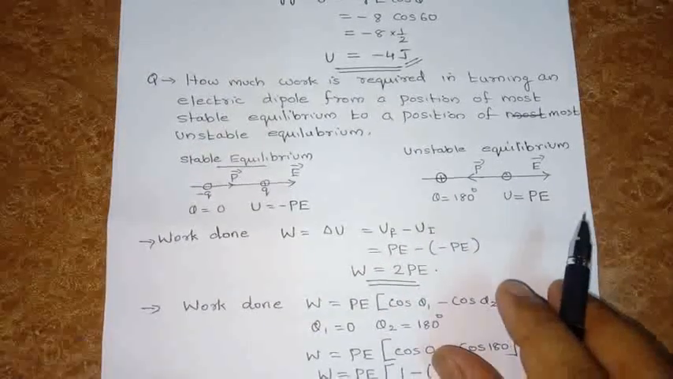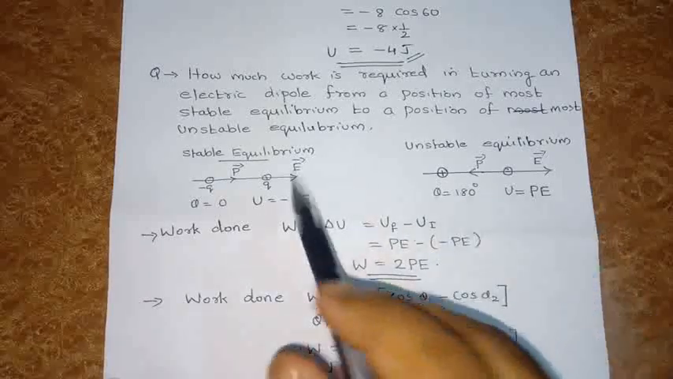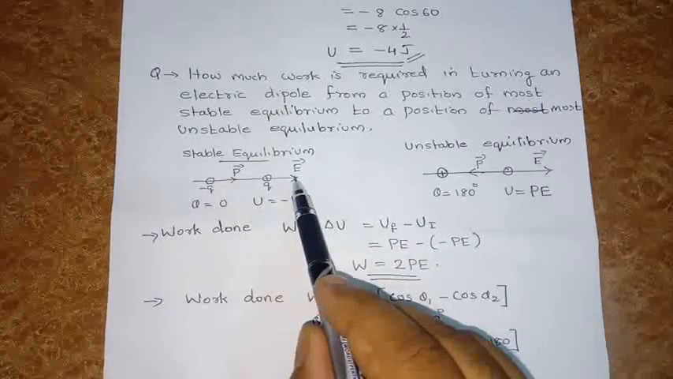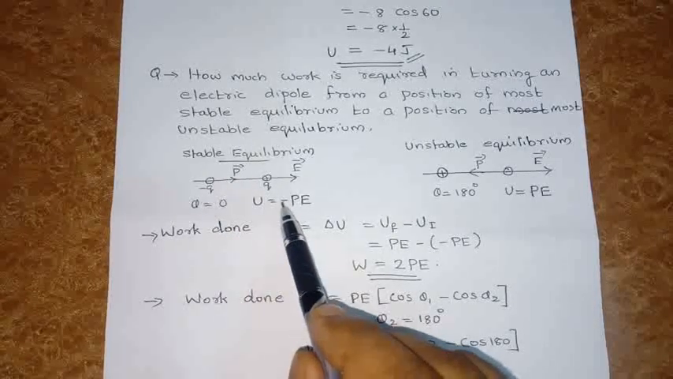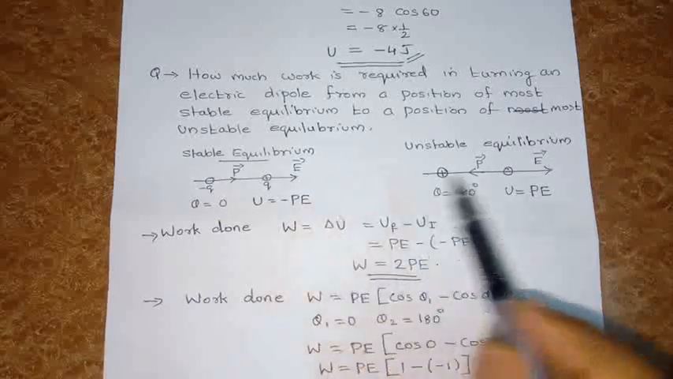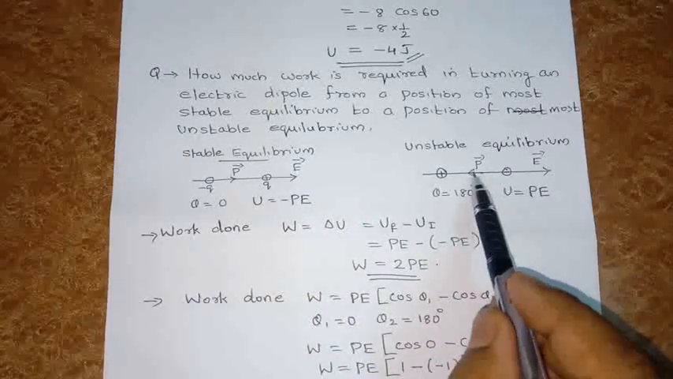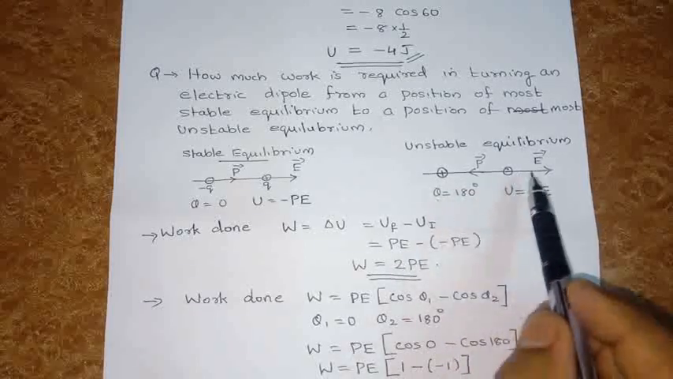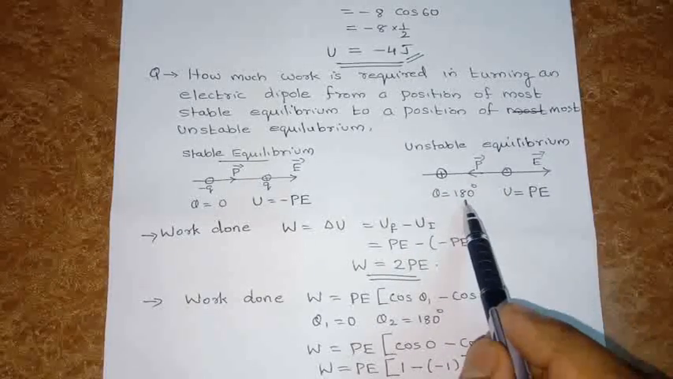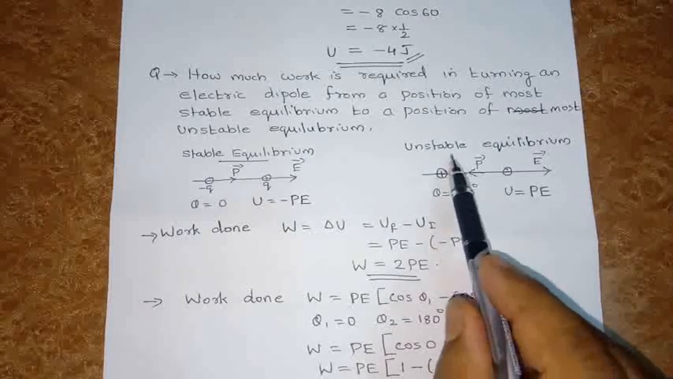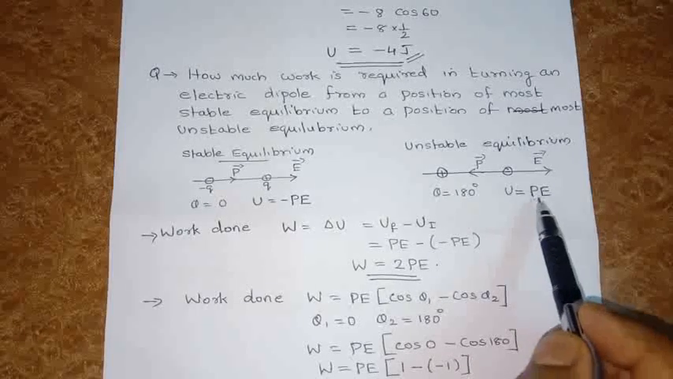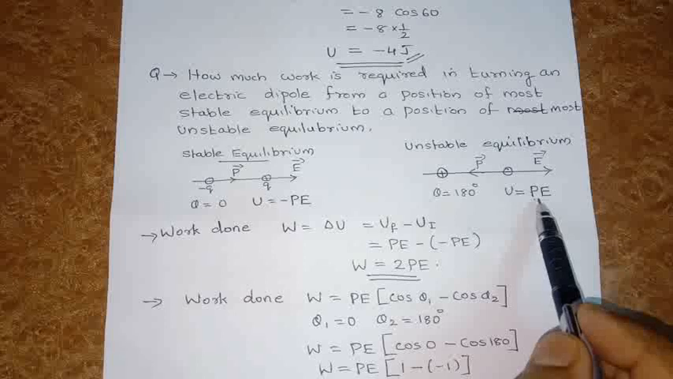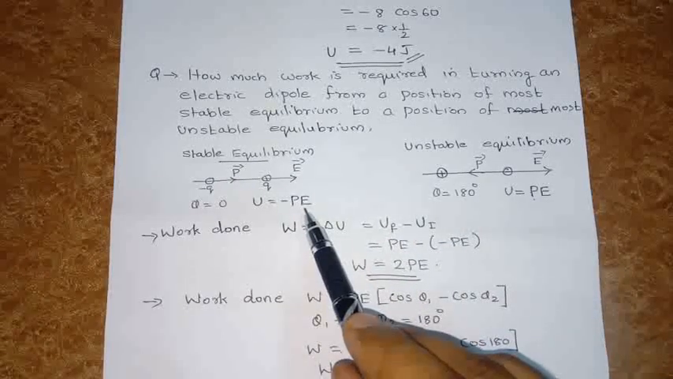Then the question arises, what is most stable equilibrium? When the electric dipole moment and electric field are in the same direction, that configuration is the stable equilibrium. Theta is equal to 0, potential energy is minimum, that is minus Pe. When the electric field and electric dipole moment vector are opposite to each other, the angle between them is 180 degrees. That particular configuration is called unstable equilibrium. Potential energy is maximum, which means the system is not stable. Potential energy minimum means the system is stable.